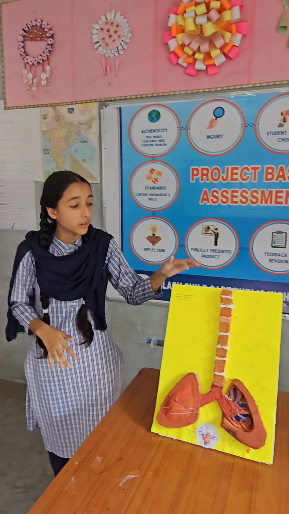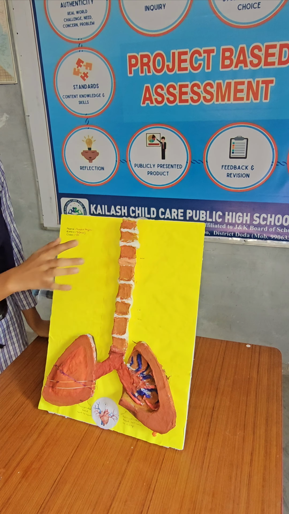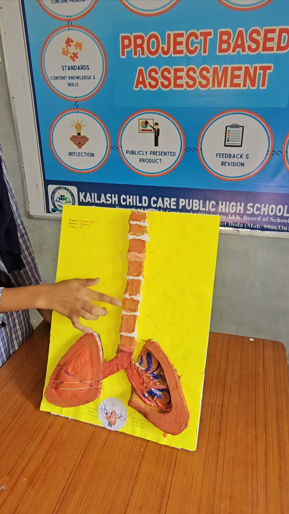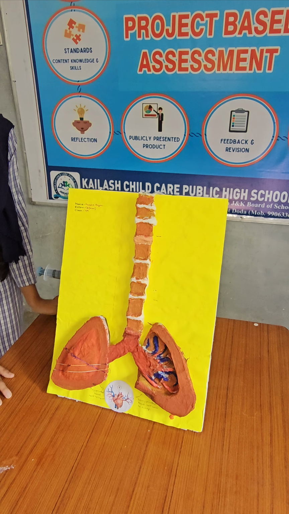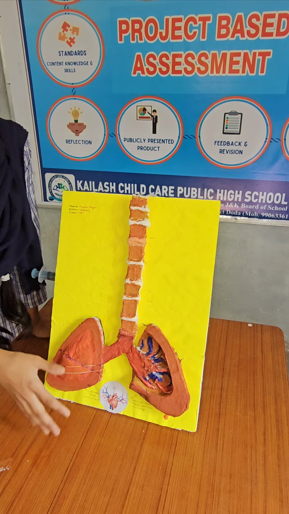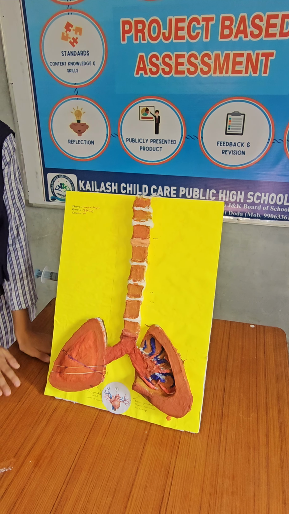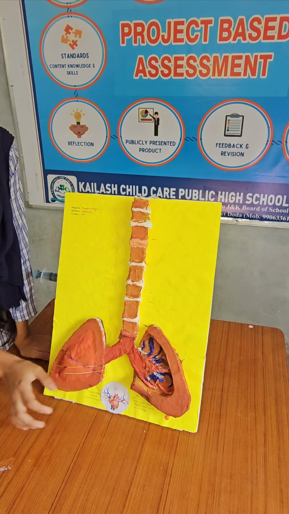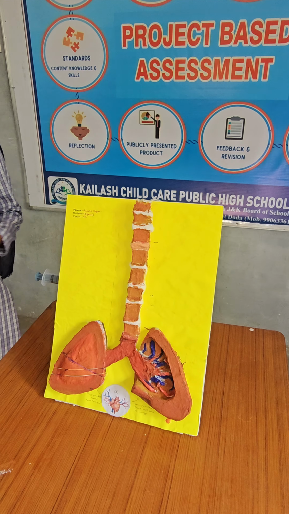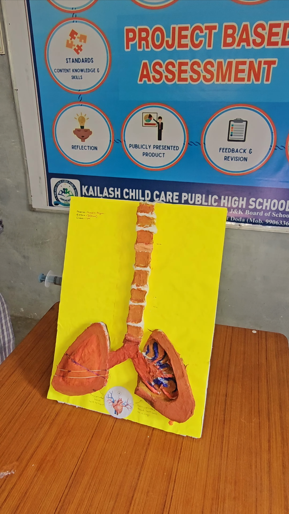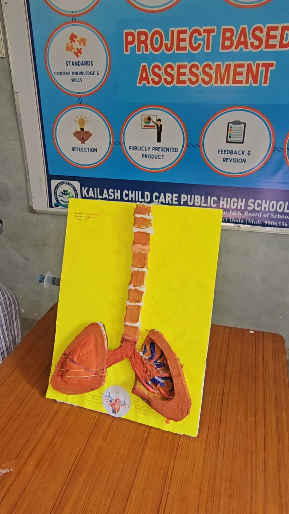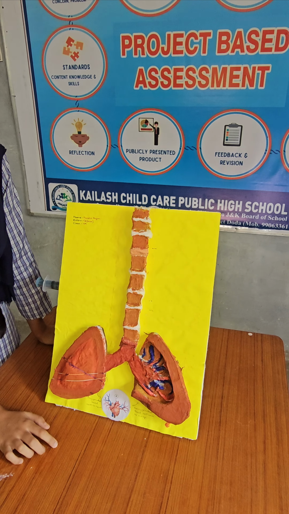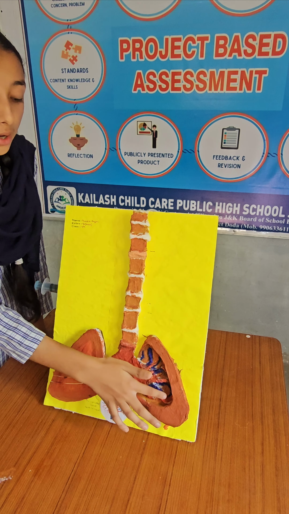From here, the air goes through the trachea. The trachea is divided into two. These are called bronchi. The bronchi further divide into thousands of bronchioles. Then the bronchioles end in air-like structures, or you can say balloon-like structures, called alveoli. Here the crucial exchange of gases occurs.